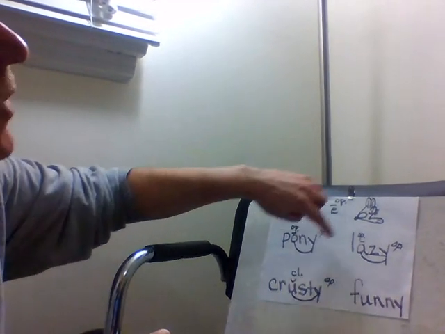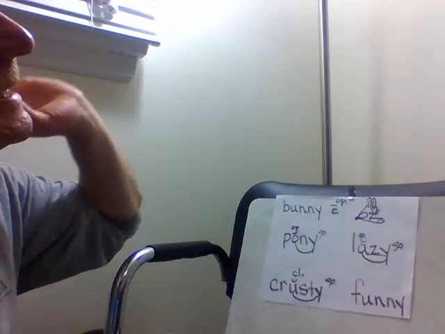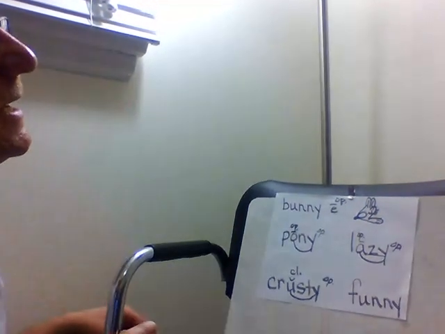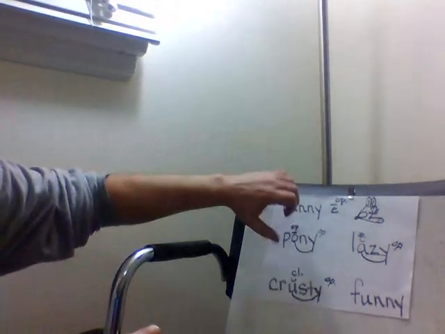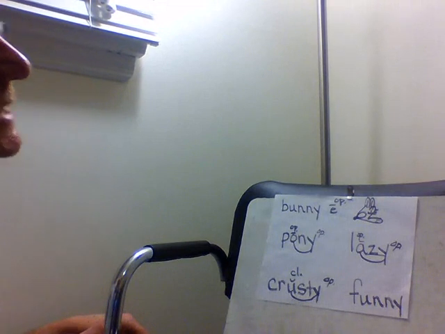And you know Y at the end can be E or I, so this is not lazy, this is lazy. So the Y has to be E at the end to make a real word. Again, when vowels make those different sounds, try those different sounds as you need to get the right word.